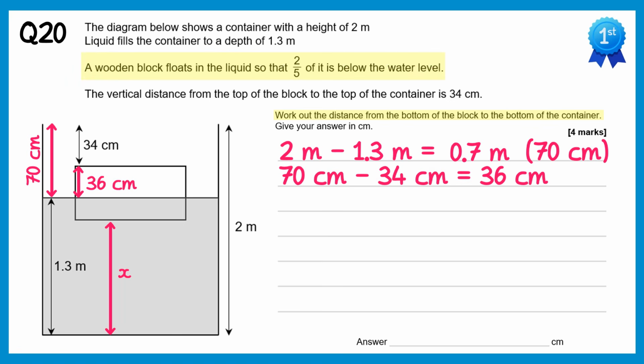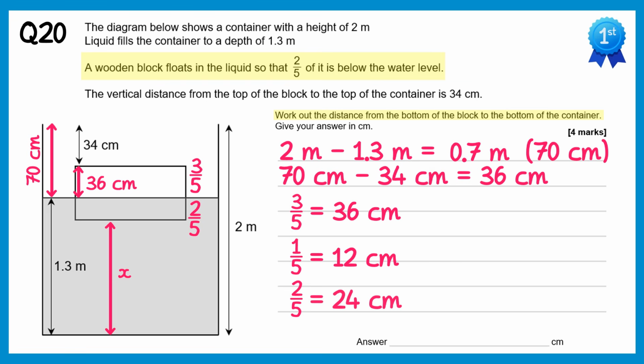Next we're told in the question that 2/5 of the block is below the water level. So let's label this onto the diagram, so there's 2/5 below the water level, which means there must be 3/5 above the water level. But we know how much is above the water level, that's 36 centimeters. So 3/5 of the block is the same as 36 centimeters. If we divide both of these by 3, we can find the amount for 1/5. So 1/5 must equal 36 divided by 3, which is 12. Now 2/5 is below the water, so if we double this we'll get 2/5, and double 12 is 24. So we find the amount of the block that's underneath the water level is 24 centimeters.